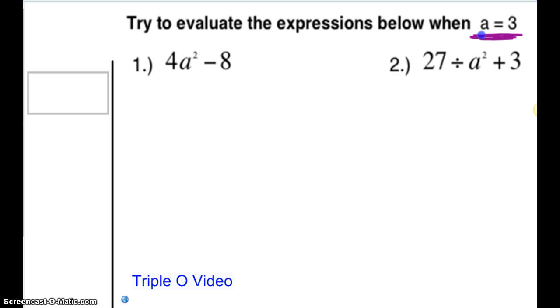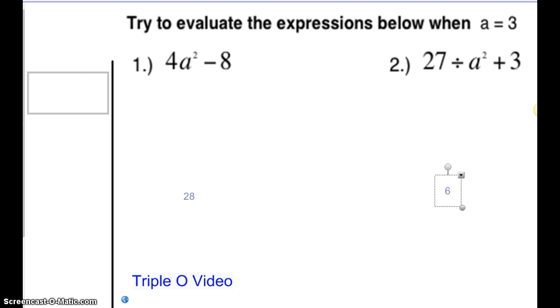All right, here you go. I'm just going to give you answers and see if you agree. This one's 28, and this one is 6. You might say, why is that true? Well, this one, I do 3 squared is 9. 9 times 4 is 36 minus 8, 28. This one, I do 3 squared is 9. 27 divided by 9 is 3. Add 3, I get 6.